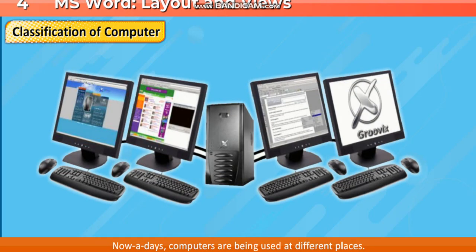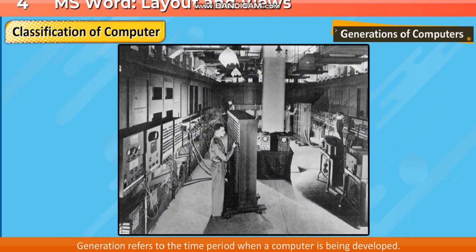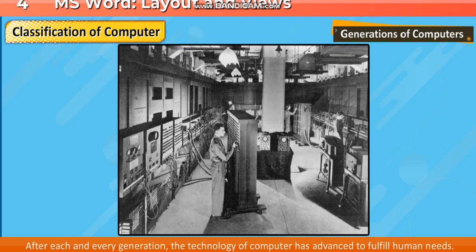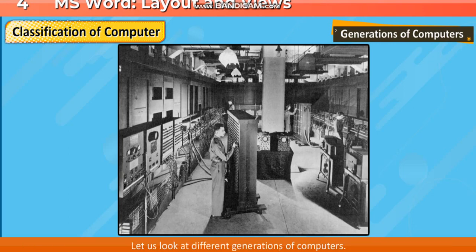Classification of computers. Nowadays, computers are being used at different places. The volume of work, features, functionality, etc. varies from place to place, so it was required to develop different types of computers. Generations of computers. Generation refers to the time period when a computer is being developed. After each generation, the technology of computers has advanced to fulfill human needs. Let us look at different generations of computers.